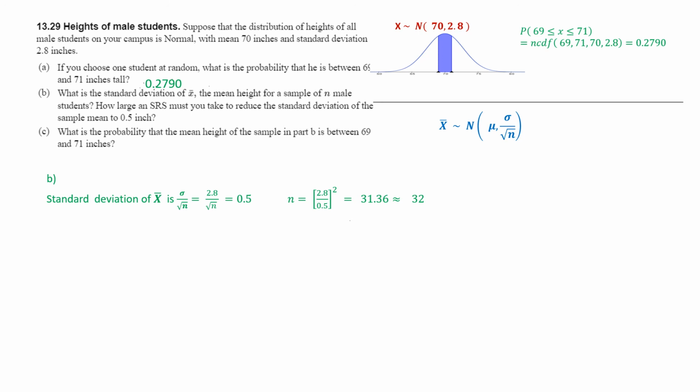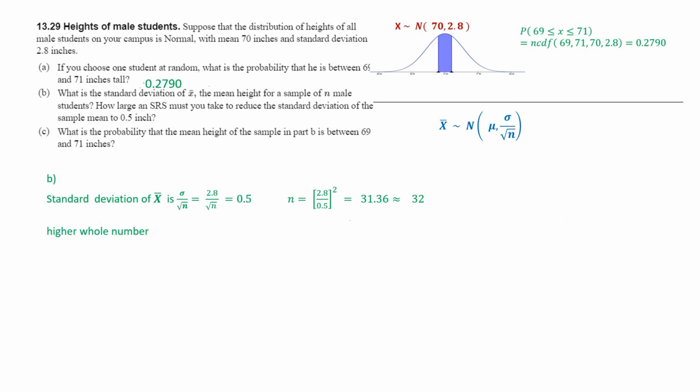The second question is, how large a simple random sample must you take to reduce the standard deviation of the sample mean to 0.5? If 2.8 by root n is 0.5, you can easily solve for n. n will be 2.8 divided by 0.5, the whole squared, which is 31.36.